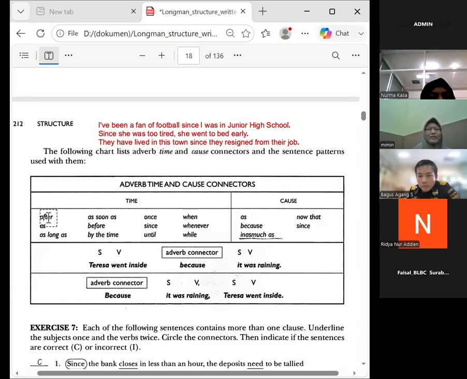What is the meaning of after? Of course, in the after. And then "as" here means time. As I was walking along the road, I heard a voice, for example, like that. As long as, what is the meaning of "as long as"?